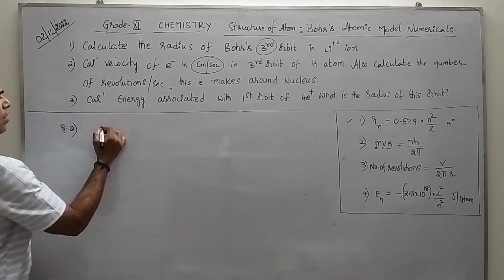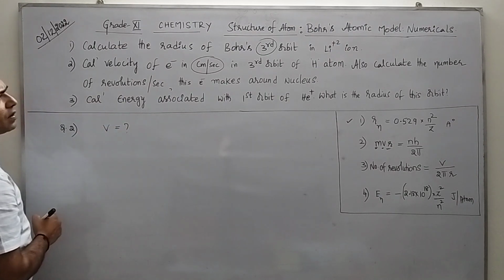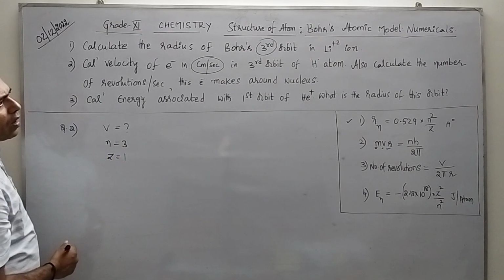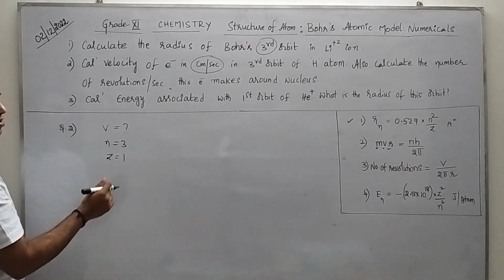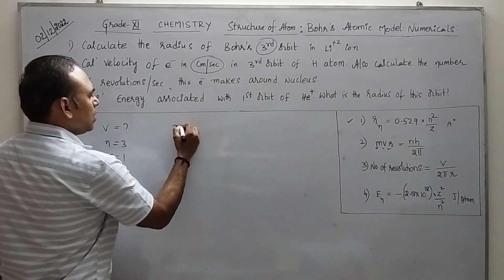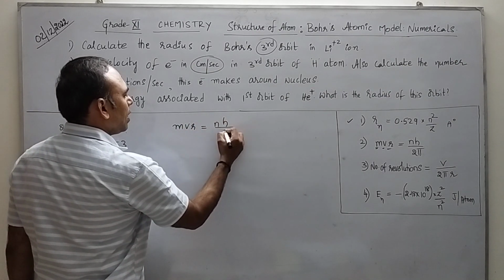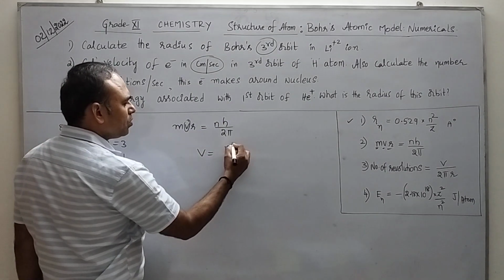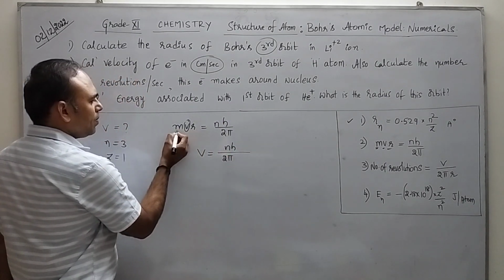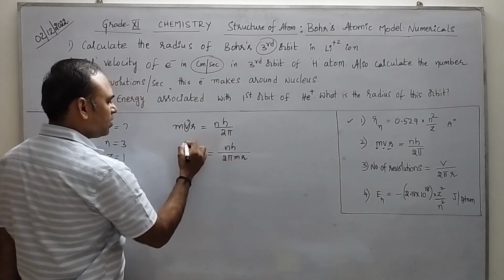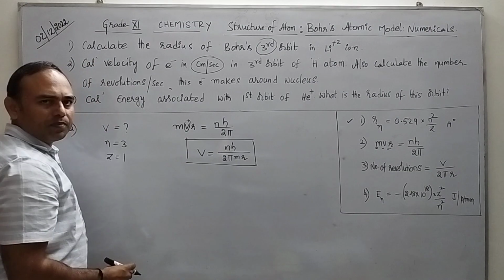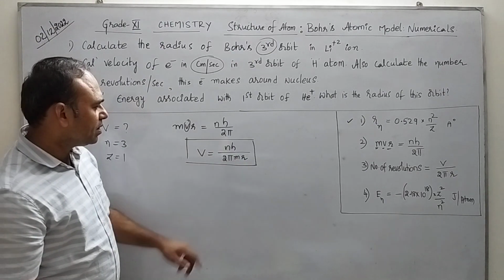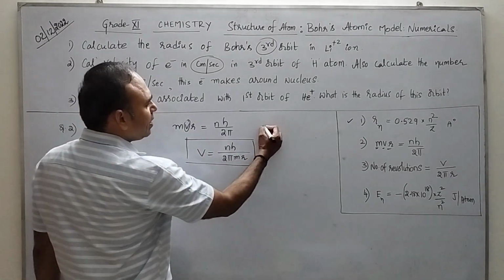What is mentioned here? Velocity we need to calculate, and n value is 3 and Z is 1. And also you need to calculate the number of revolutions. First let us see the formula. mvr is equal to nh by 2 pi. We need velocity, therefore send it to the other side. v is equal to nh by 2 pi into mr. One more important thing: you know n, Planck's constant h, and mass also you know, but the radius is not known. How to calculate the radius?